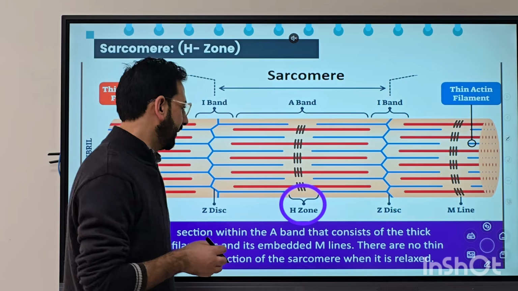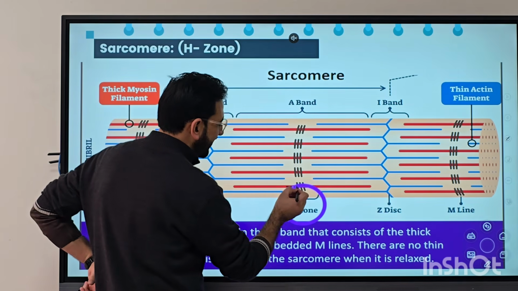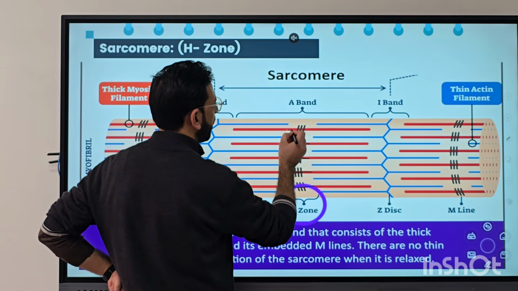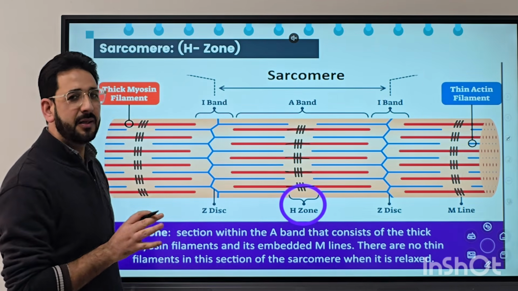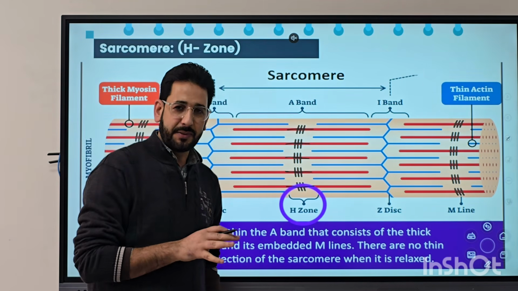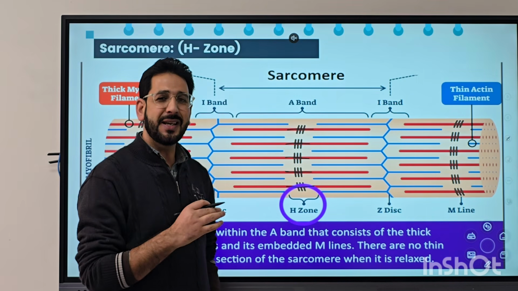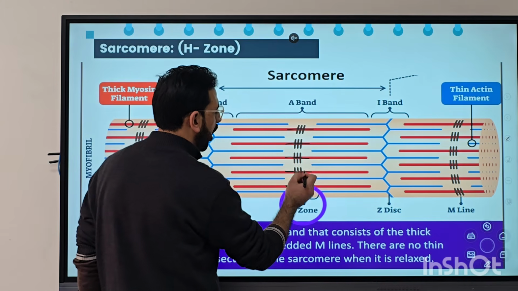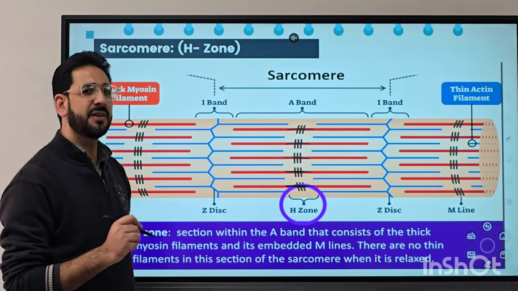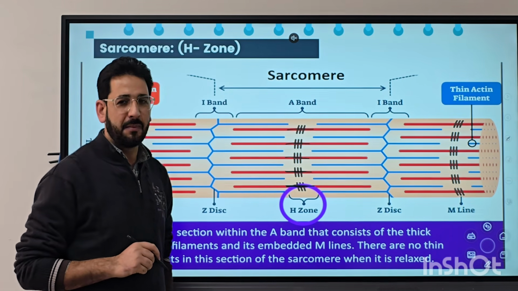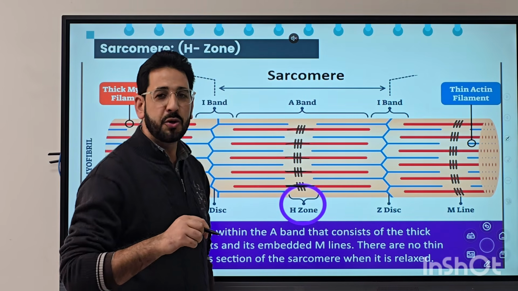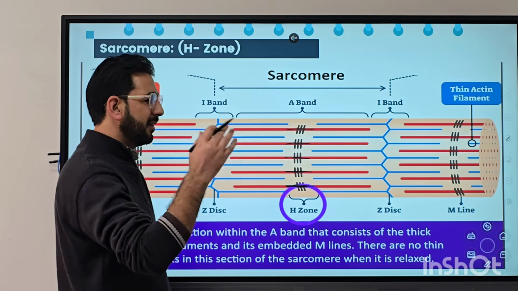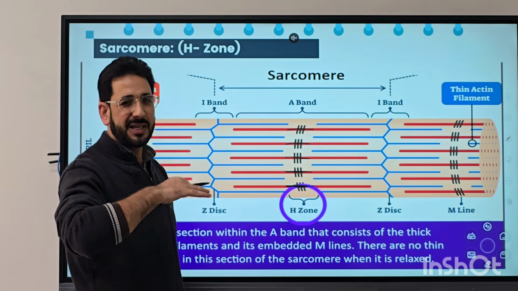Now we have another zone here that is called the H zone. You can see here the H zone contains the myosin filament. This is different from the A band. It is definitely part of the A band, but what is the difference? This contains the myosin filaments but not the overlapping actin filaments. It just contains the myosin filaments. It is the dark portion but not as dark as the A band. So it is a little lighter as compared to the complete A band.